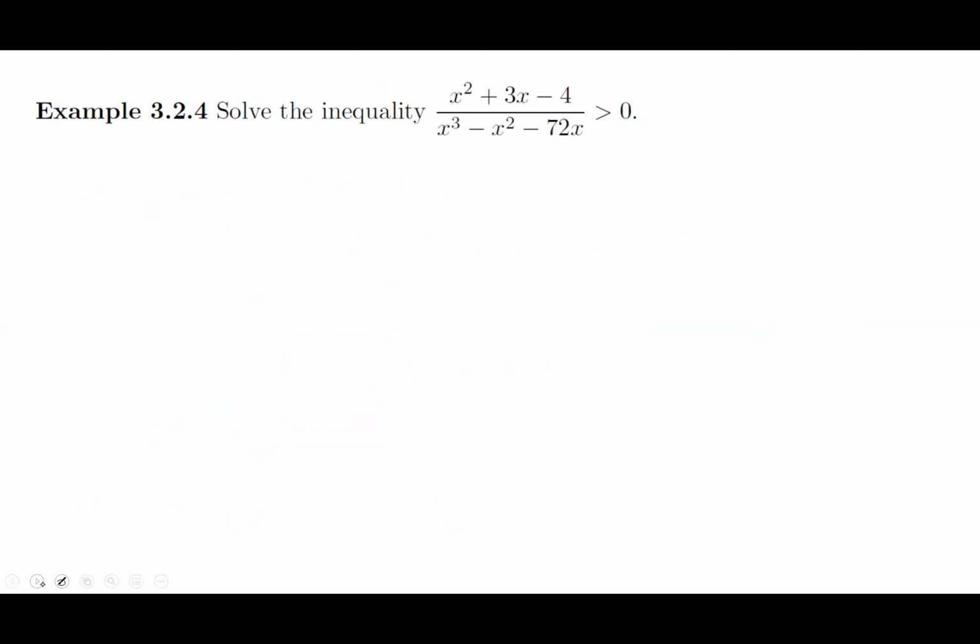What about this one? Here's another inequality. And what I want to do here is we need to actually find the roots of the numerator and the denominator. Because again, we're looking for any place where the sign can change. So x squared plus 3x minus 4 equals 0. I'm going to show you how this works. This isn't going to be quite as straightforward as the quadratics, but it's okay.